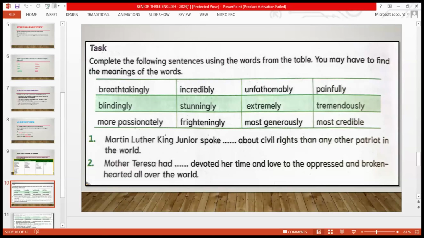Number one: Martin Luther King Jr. spoke blank about civil rights than any other patriot in the world. Mm-hmm. Which one do you think is the correct answer from the table? More passionately. Why are you saying it?